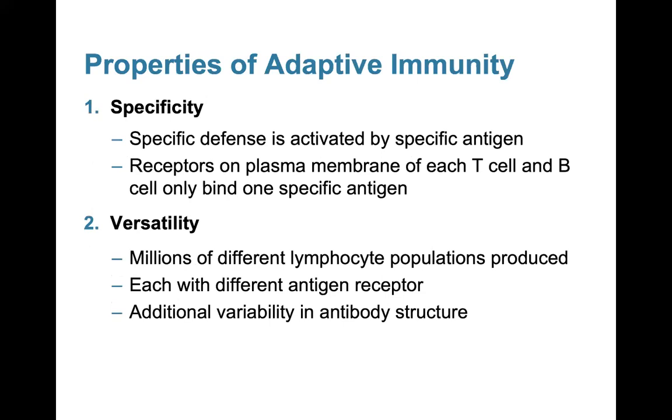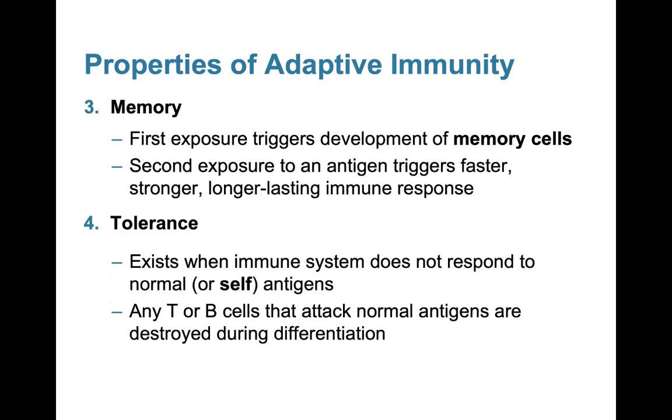Some properties of adaptive immunity: it's very specific. Specific defense is activated by a specific antigen. Receptors on the plasma membrane of each T and B cell only bind to one specific antigen. It's very versatile. Millions of different types of lymphocyte populations are produced, each with a different antigen receptor, additionally variable in antibody structure. It has memory.